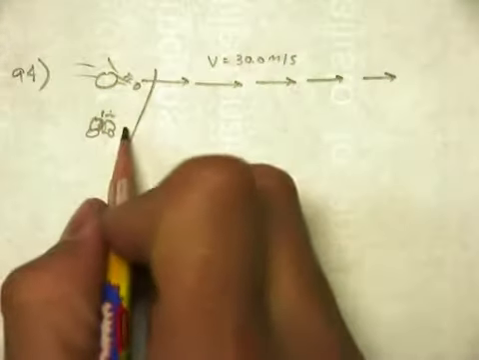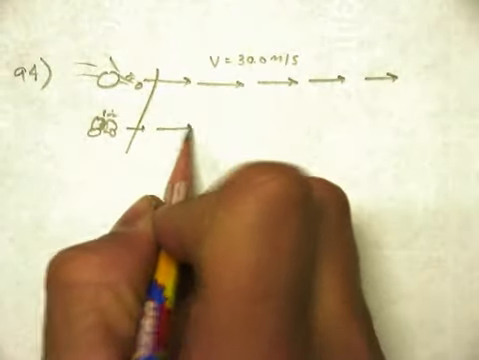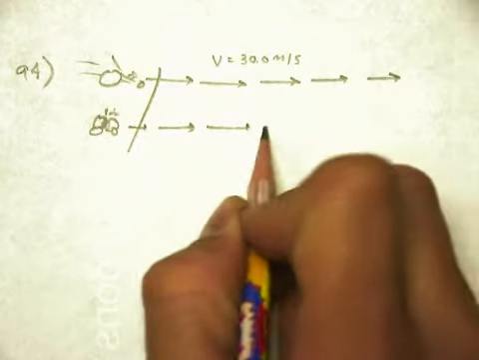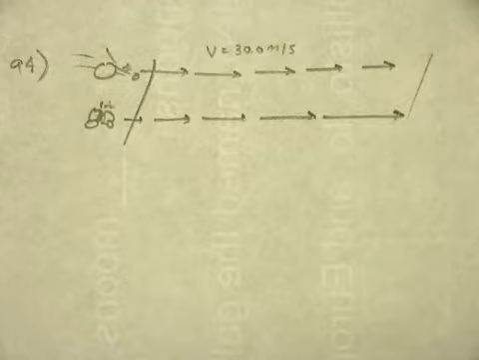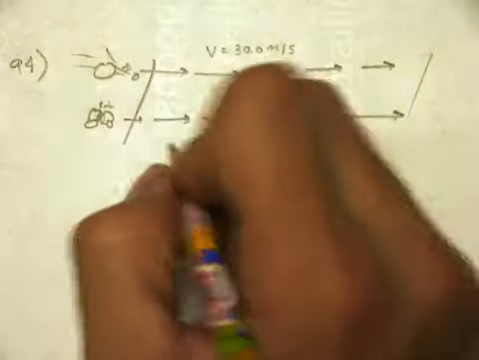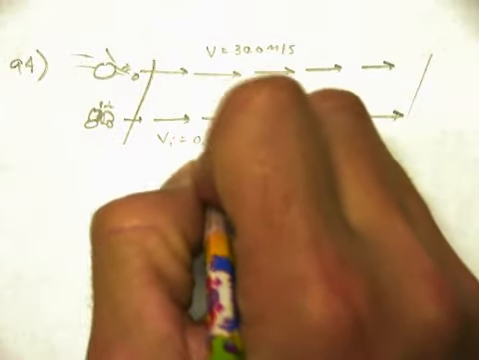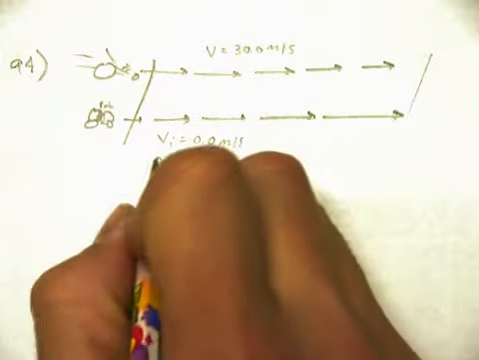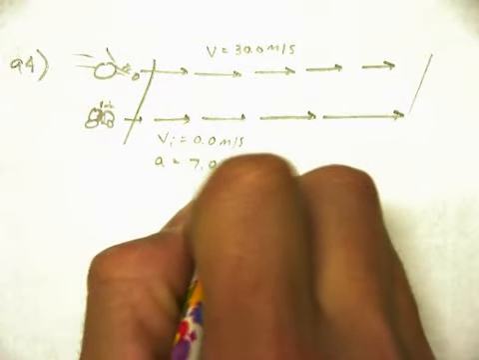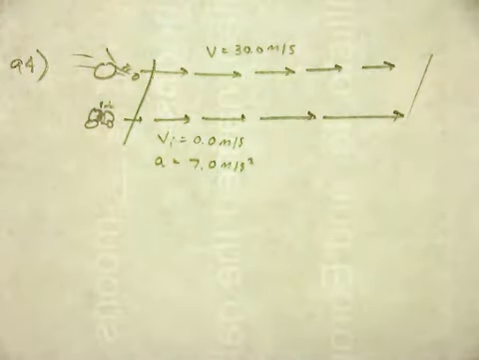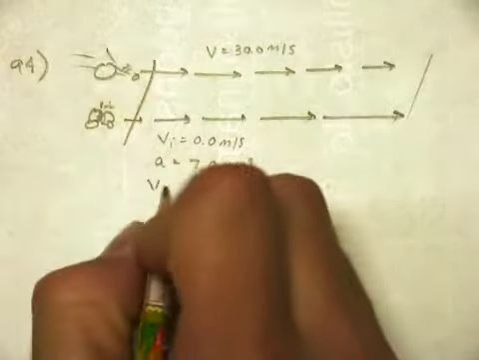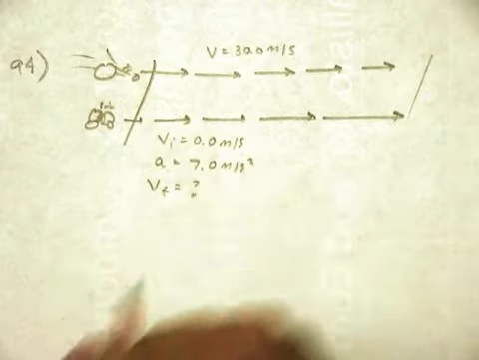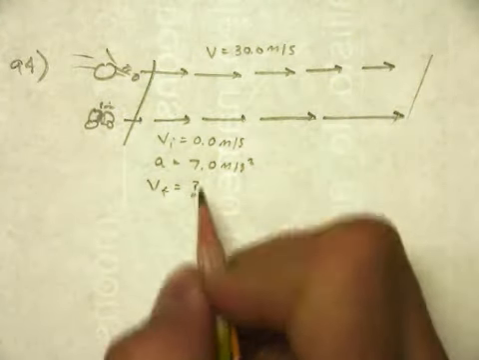And the police car accelerates. So every second that passes, the police car speeds up. So its initial velocity is 0. Its acceleration is 7. And that's it. That's all you really know. And it says, how fast will it be going? So it wants to know VF equals question mark. So that's what we don't know.